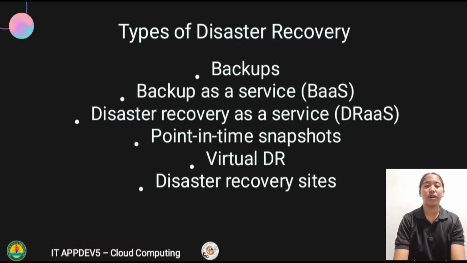Types of disaster recovery. Backup: the simplest form of disaster recovery. Data is regularly copied and stored in secure locations, allowing businesses to restore information when needed. Backup as a service: a cloud provider manages and stores backups for businesses. This eliminates the need for on-site backup storage and ensures data security.